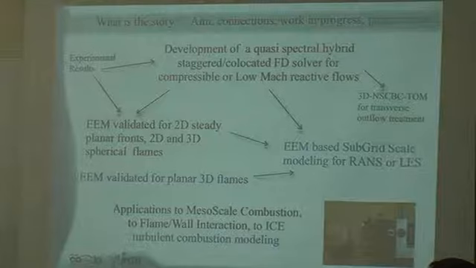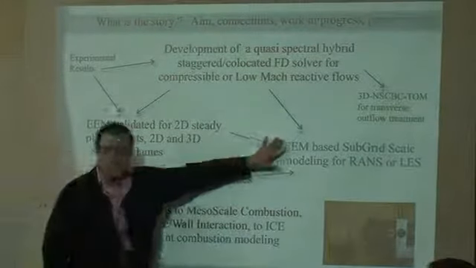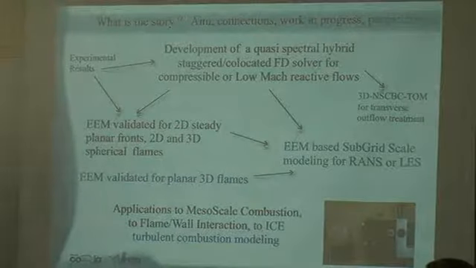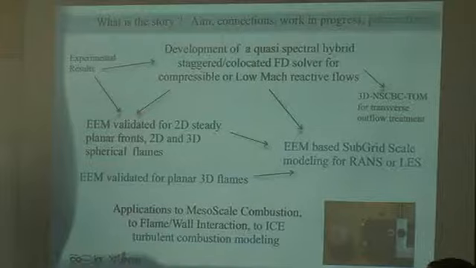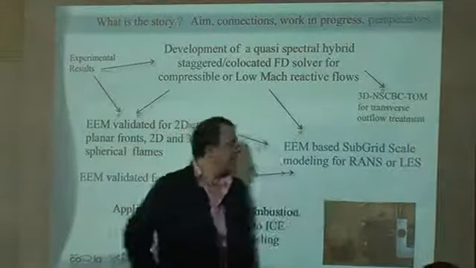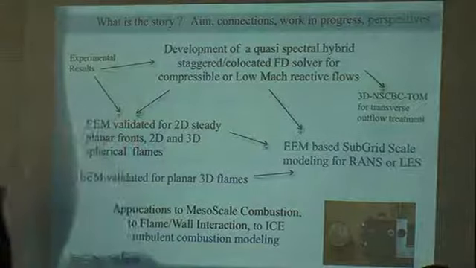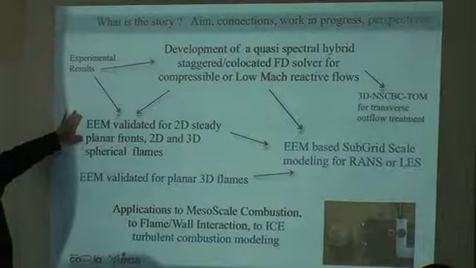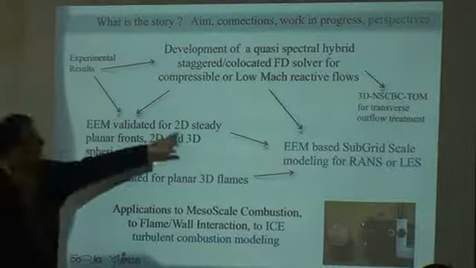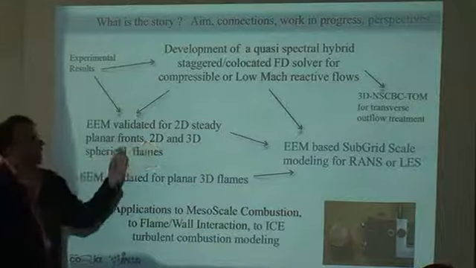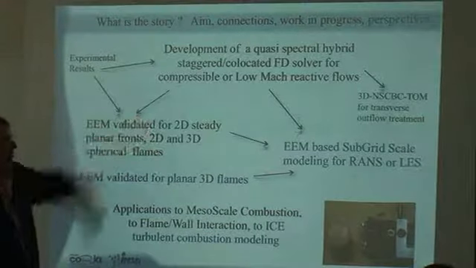Okay, so what was the story? We wanted to do that, maybe, and in our head, in our brain, we wanted to build some subgrid scale modeling useful for RANS or maybe LES, based on this kind of evolution equation. So we wanted to validate this evolution equation model for two-dimensional steady planar fronts, that's already done, and maybe for 2D and 3D spherical flames. That's what I am talking about today.